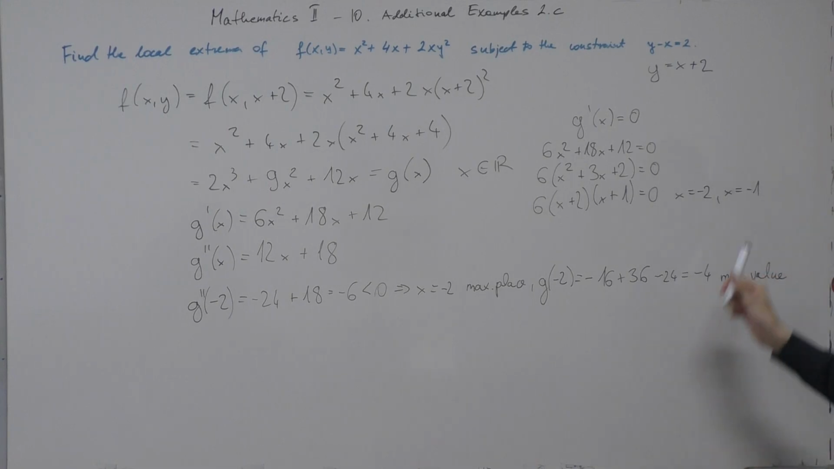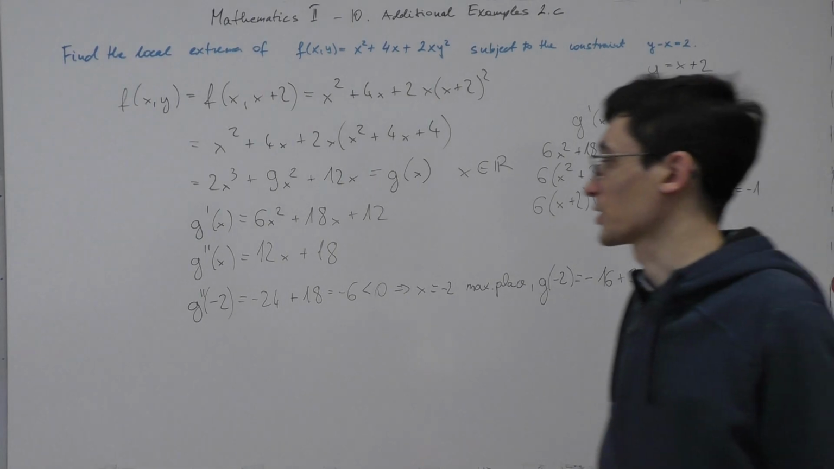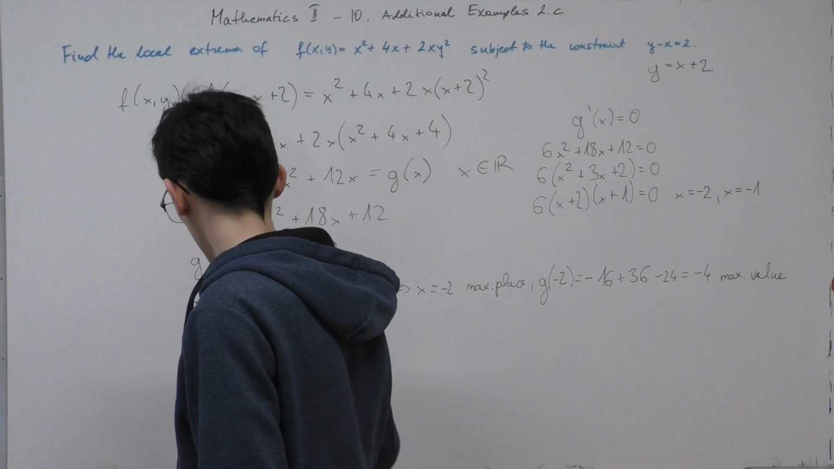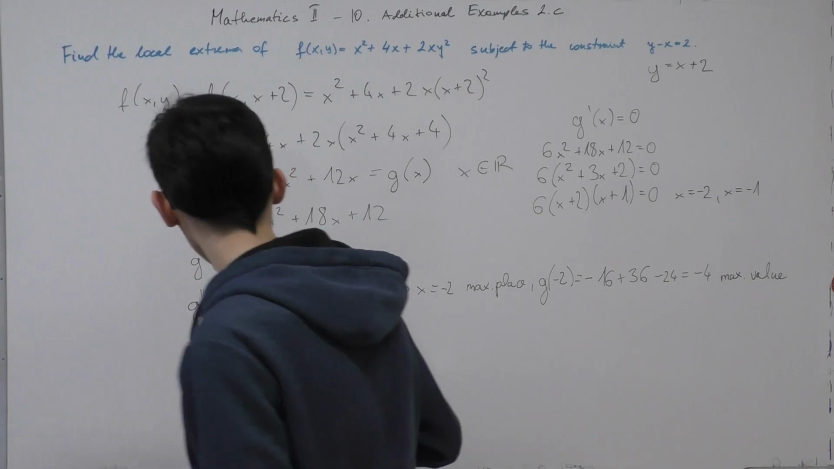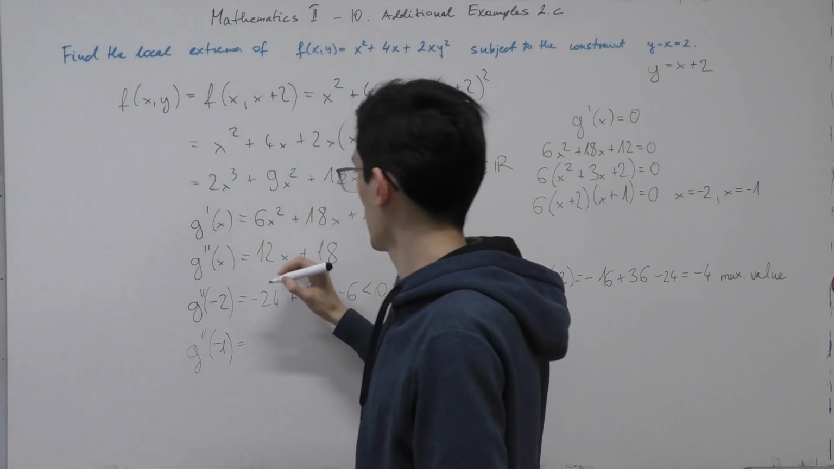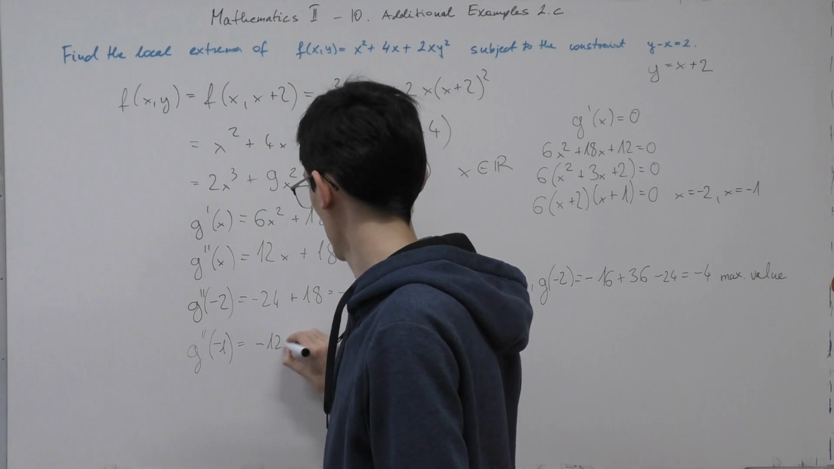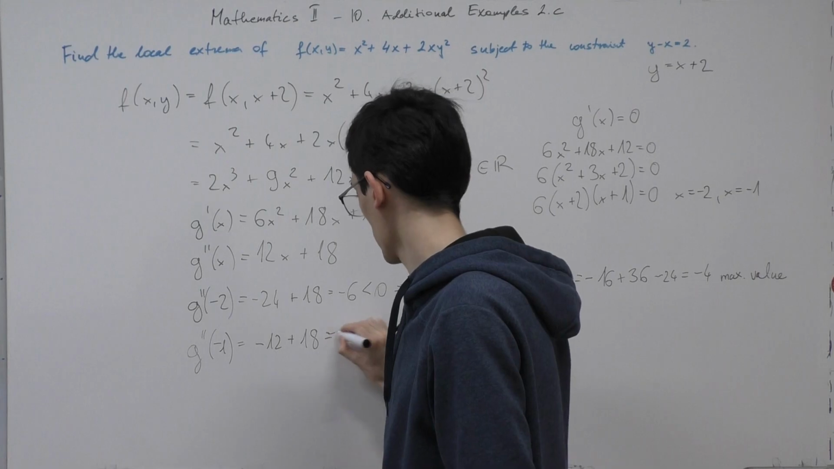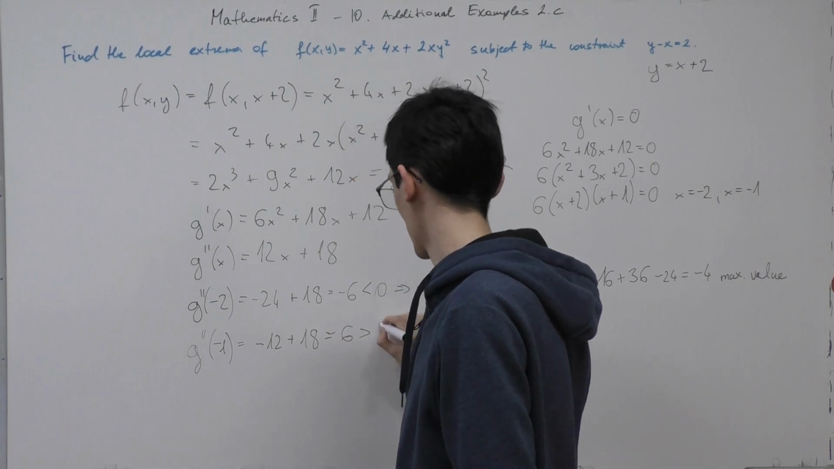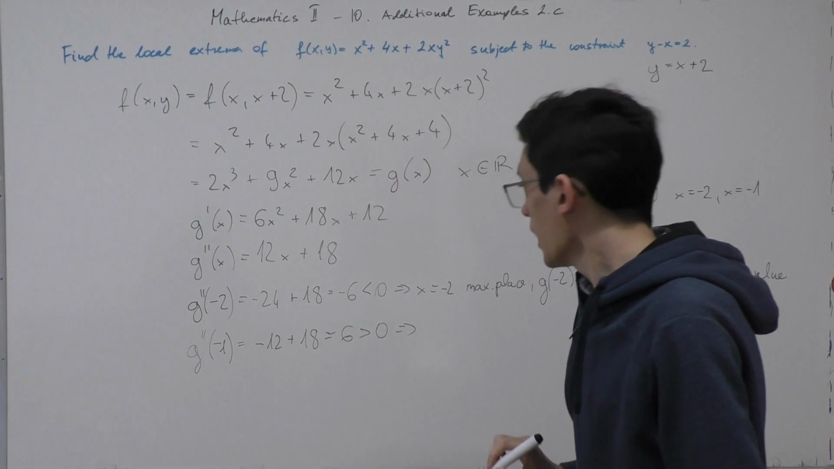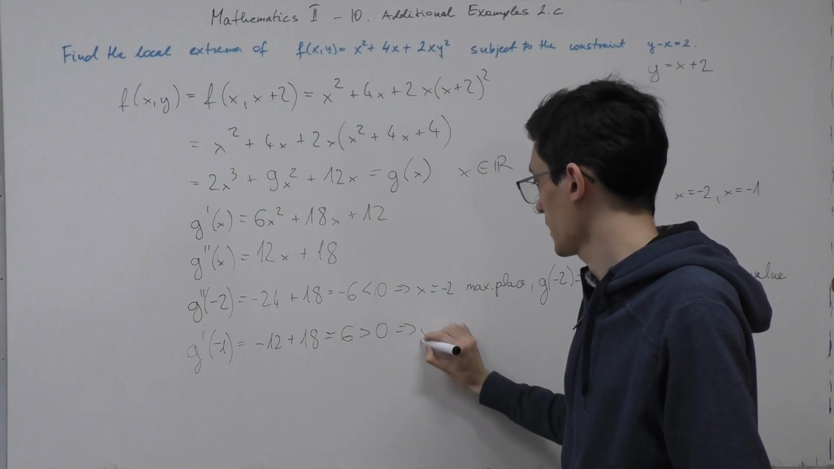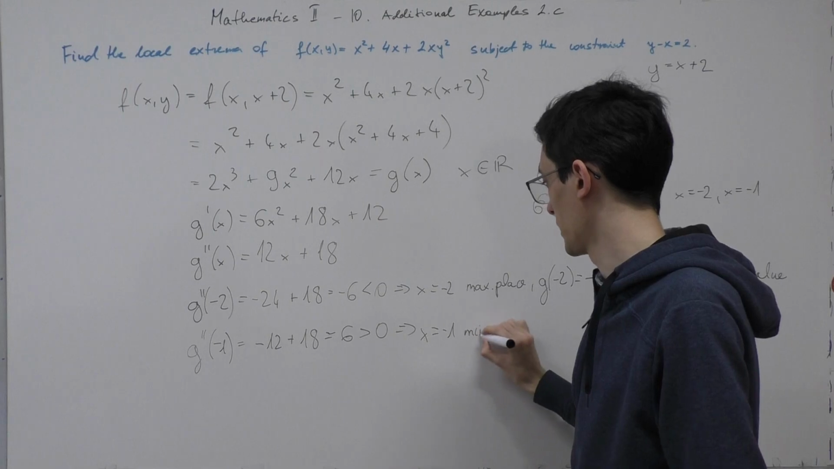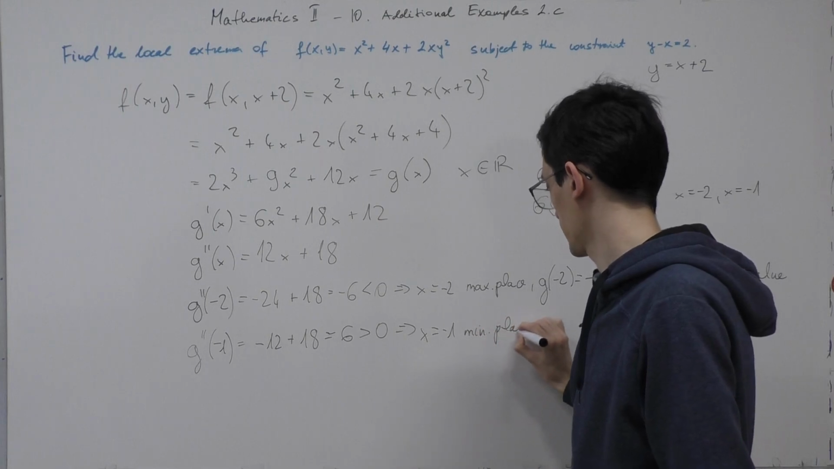And now we must consider the other critical point, negative 1. So the second derivative at negative 1 will be minus 12 plus 18, that is plus 6, which is greater than 0. So we know that at x equals negative 1, we have a local minimum place.